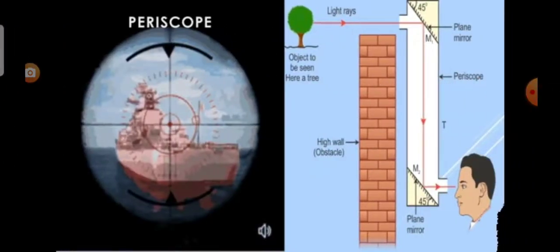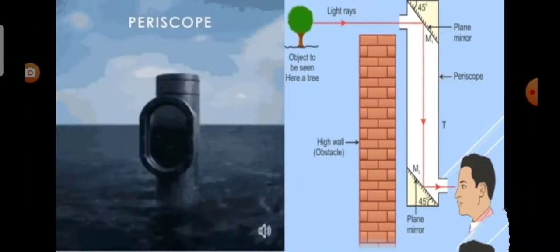Now we see about the periscope. It is an instrument used for viewing bodies or ships which are over and around another body or a submarine. It is based on the principle of the law of reflection of light. It consists of a long outer case, and inside this case, mirrors or prisms are kept at each end, inclined at an angle of 45 degrees.